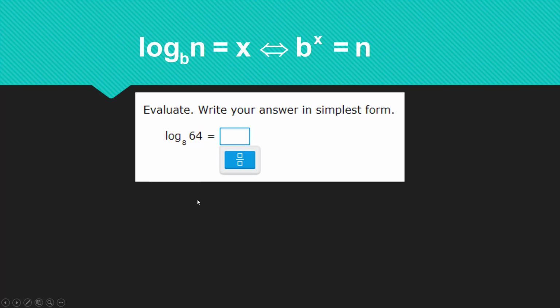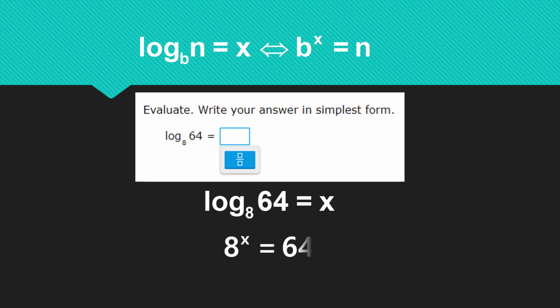Suppose I have log base 8 of 64. So I need to be thinking, what do I need to raise 8 to in order to get 64? Okay, so I can rewrite that as 8 raised to what power gives me 64. And of course the answer is 2. 8 to the second power is 64. So log base 8 of 64 is equal to 2.